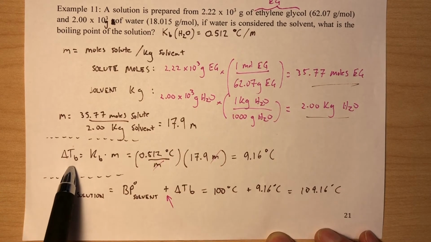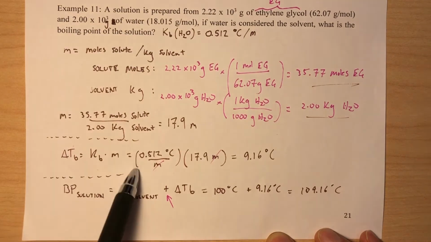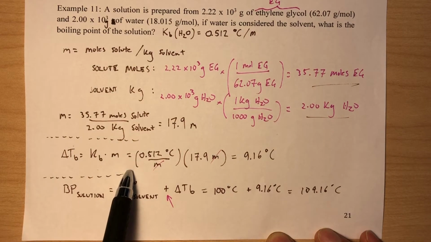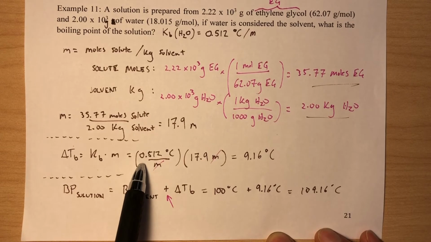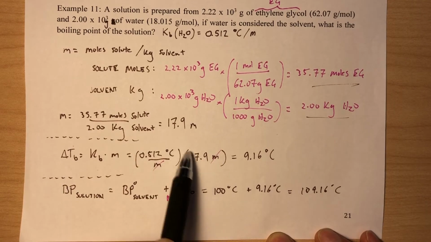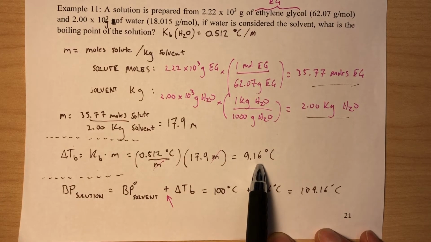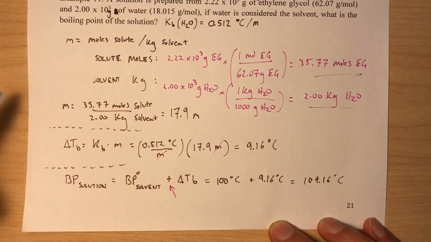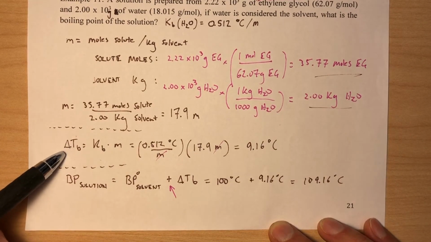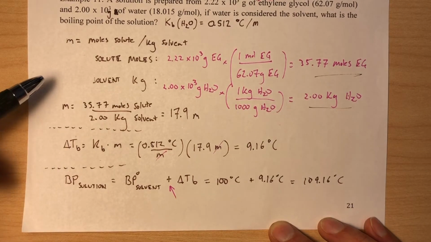We can then calculate how much our boiling point is going to change by taking our boiling point elevation constant for water, 0.512, and multiplying it by our molal. So we have 0.512 degrees Celsius per molal times 17.9, which we just calculated. Molals cancel, and we're left with a change of 9.16 degrees Celsius. Now here's the part that's important. We need to know that our delta for this should be positive because we're increasing our boiling point.